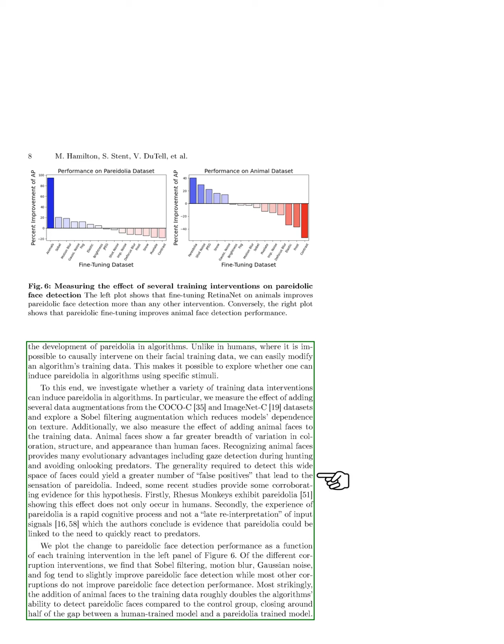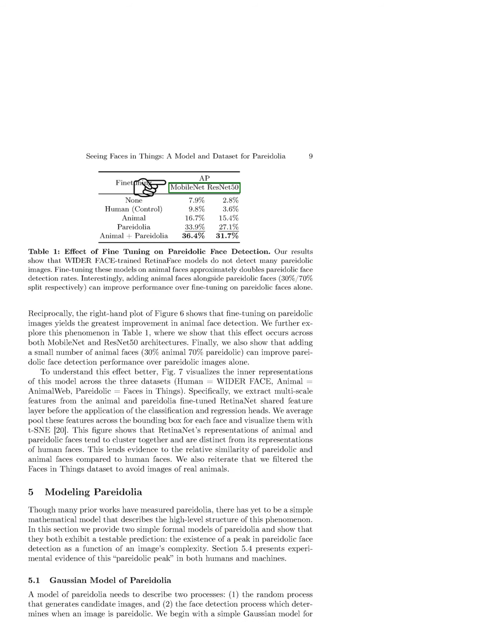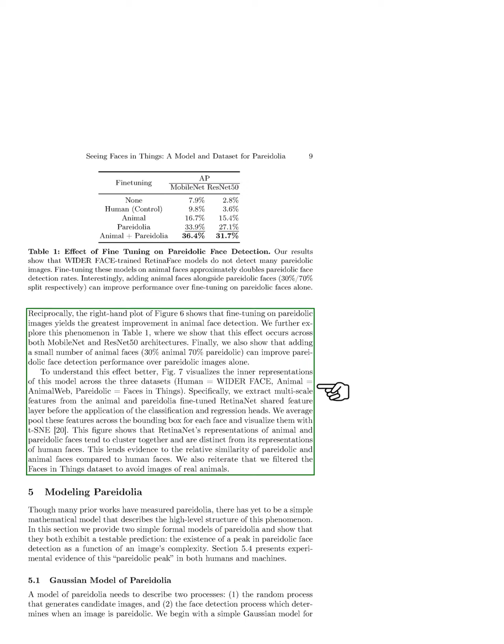Our findings indicate that certain corruptions, like Sobel filtering and motion blur, slightly improve pareidolic face detection, while adding animal faces significantly boosts detection capabilities. We also find that fine-tuning on pareidolic images enhances animal face detection. We visualize the model's inner representations across different datasets, showing that the representations of animal and pareidolic faces cluster together, suggesting their relative similarity compared to human faces. We emphasize that we filtered the Faces in Things dataset to exclude images of real animals.